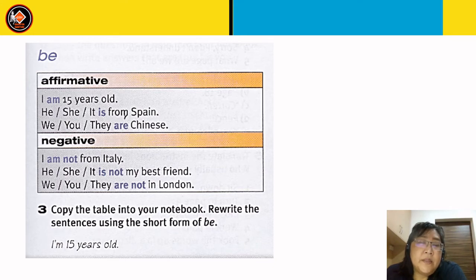Now you can copy the table into your notebook. Rewrite the sentences using the short form of be. Example, I'm 15 years old. So the contraction is I apostrophe m. I'm 15 years old.